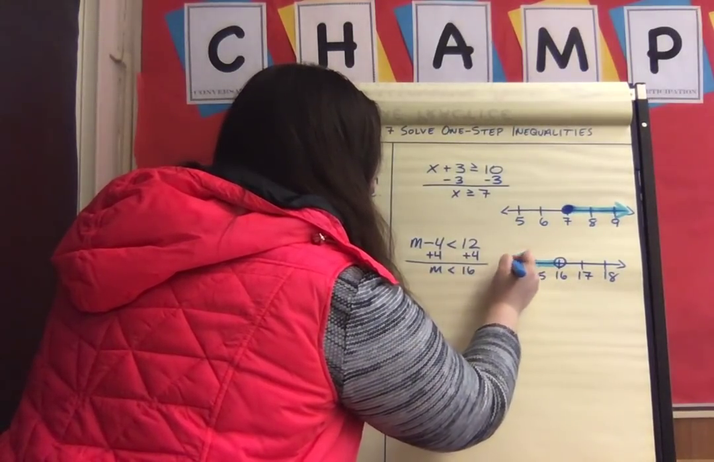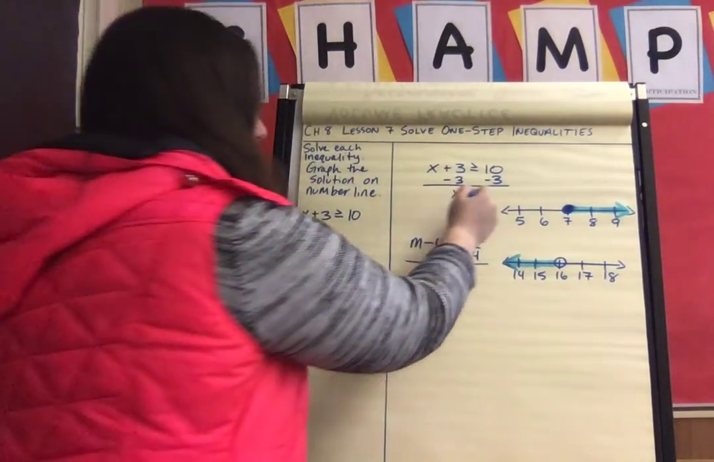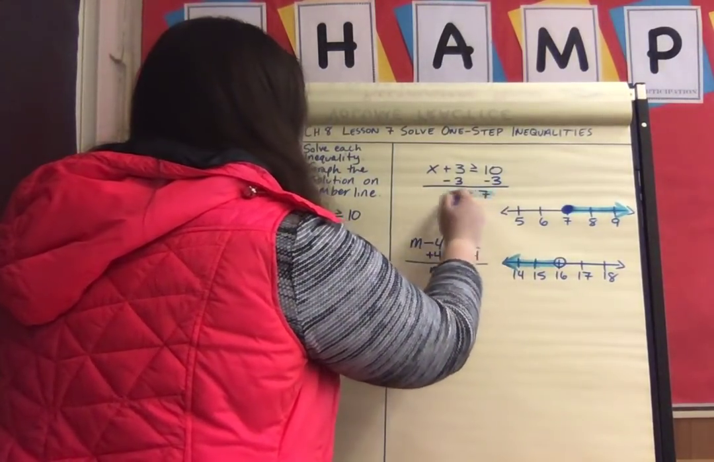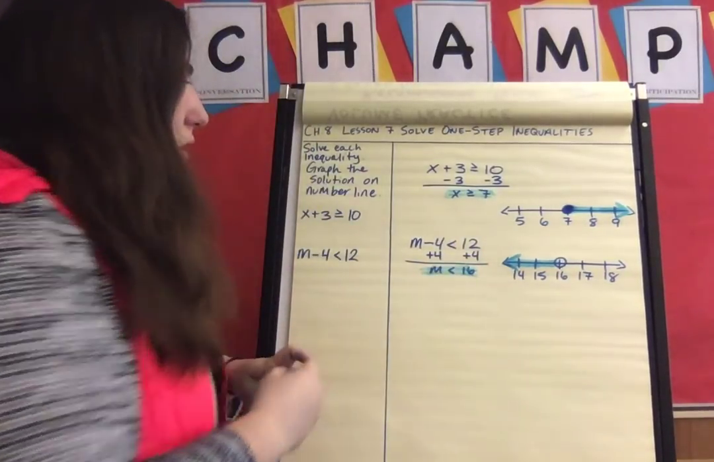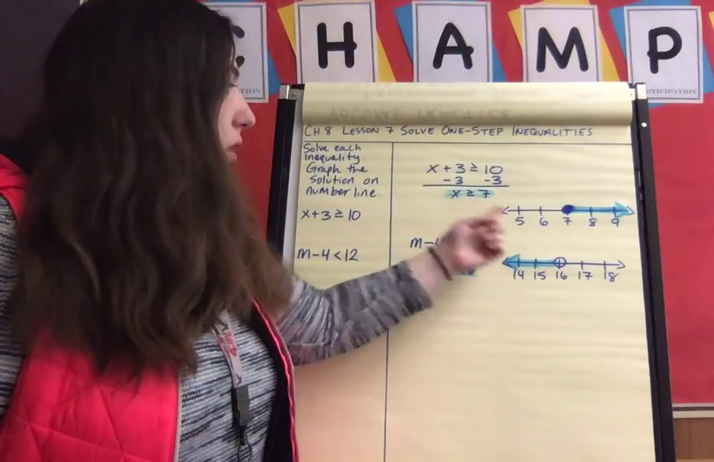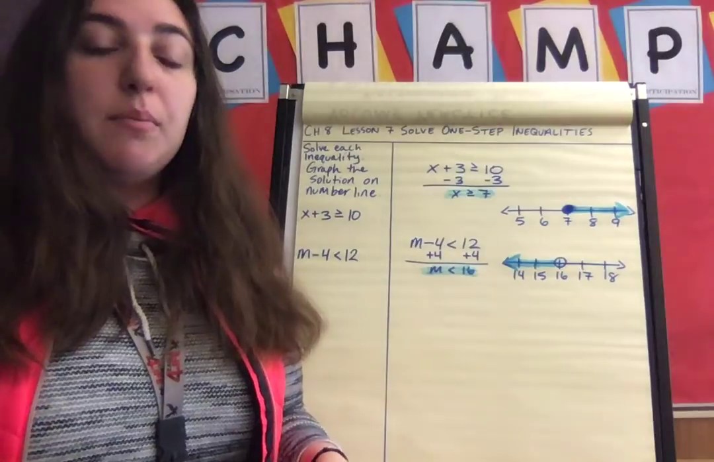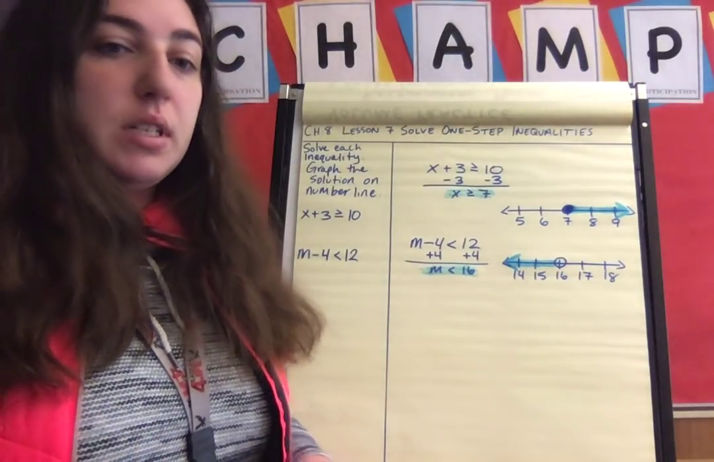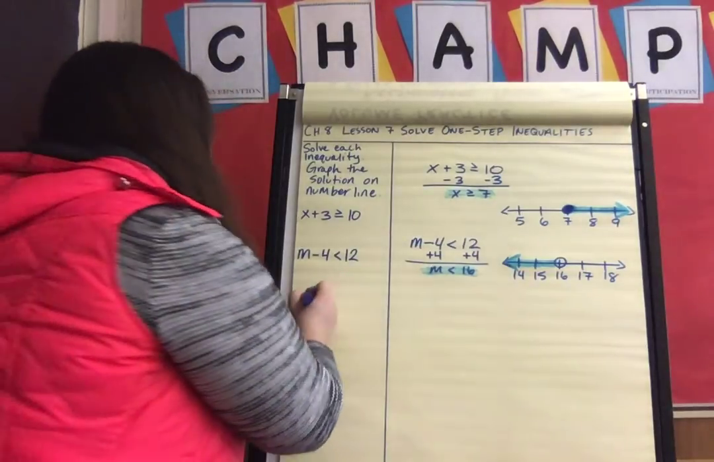Draw a bold arrow. Highlight the answers. These things are the same. What I highlighted in blue, they tell you the same thing. It's just different representations.